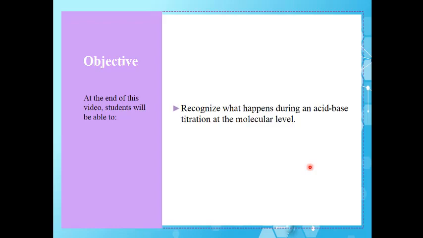There is one objective to be covered in this part. The objective is to recognize what happens during an acid-base titration at the molecular level. Actually, you know well what happens during titration, but in this PowerPoint or in this video, we have to explain in details, as we said, at the molecular level.